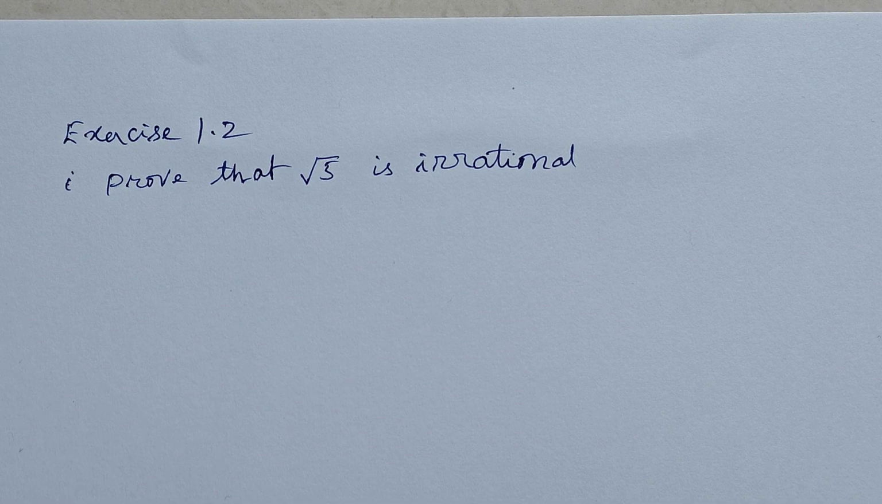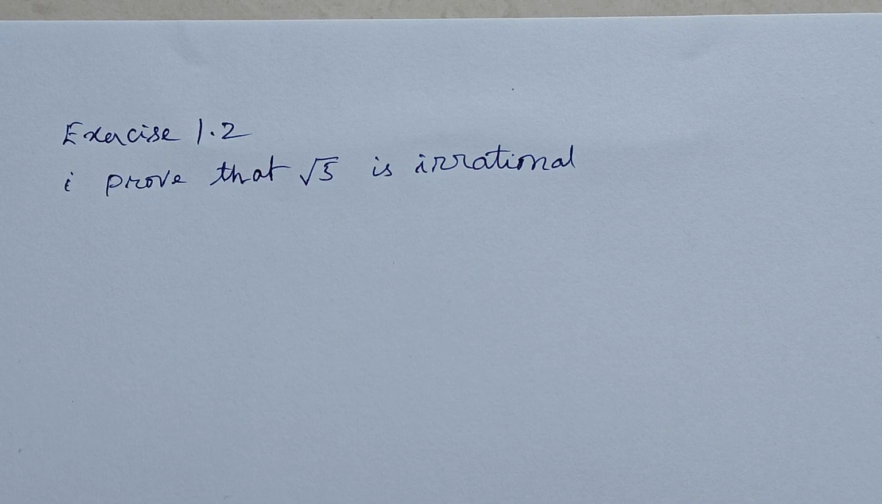Here, the first question in exercise 1.2 is: prove that square root of 5 is irrational. And you can prove irrationality in two methods. One is proof by contradiction. That means you assume that the given number is rational and you finally fail in proving your assumption. So that method, how we do it, we will see.